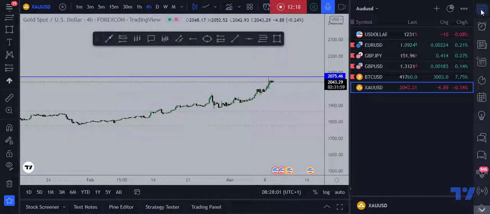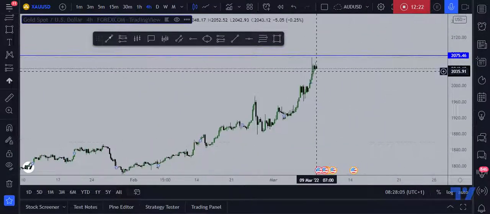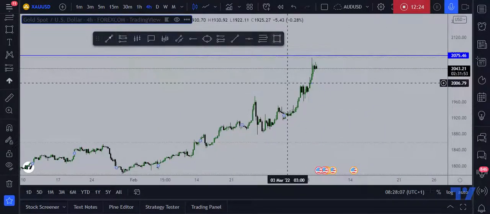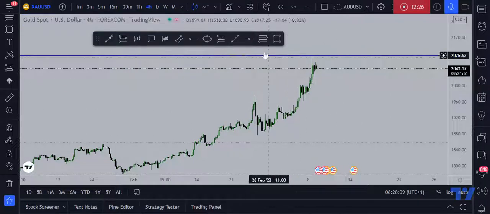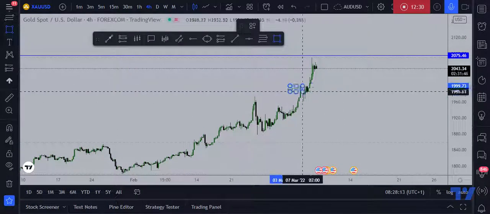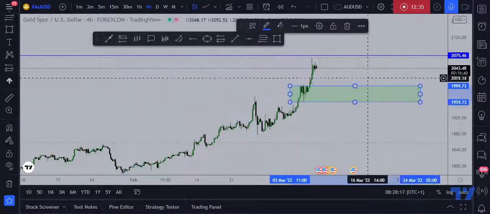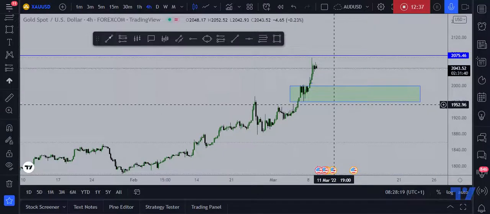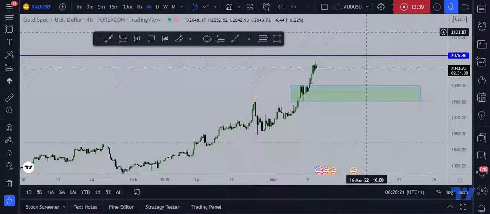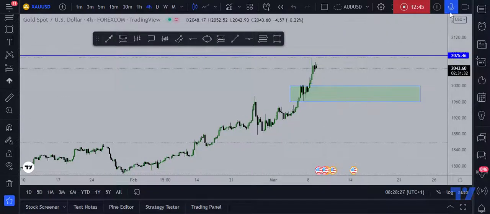On the 4 hour, this is the closest level around this area. The closest levels. So maybe we expect to pull back into this area and then look for buys into 2,075. So that was my analysis for today.